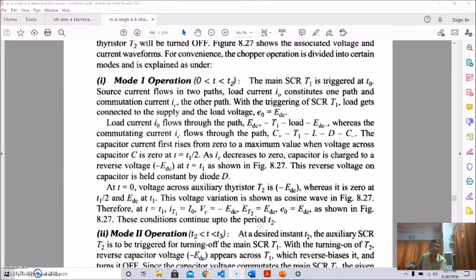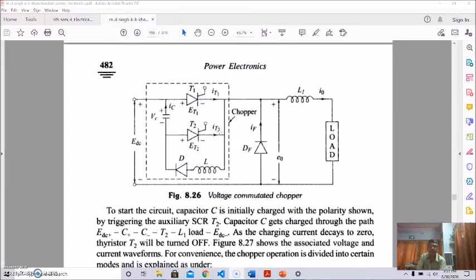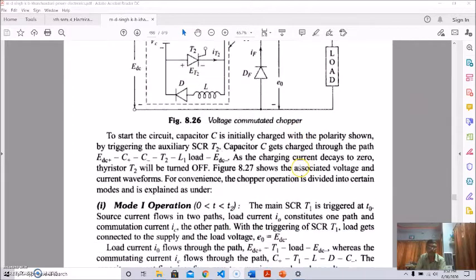In mode 1 operations, the main SCR T1 is triggered at T0. Source current flows in two paths. Load current I0 constitutes one path, and commutation current IC the other path. So this is the load current, and IC is the other path. Clear? Two paths.